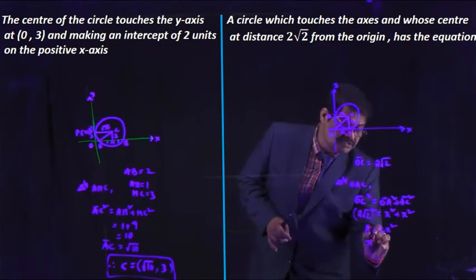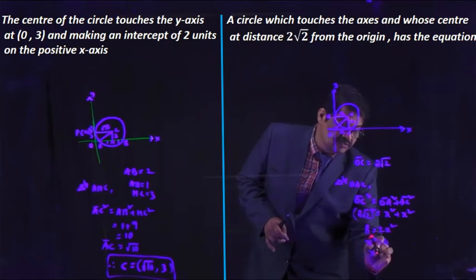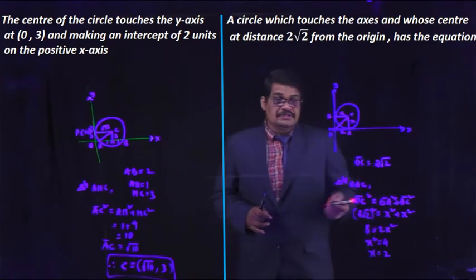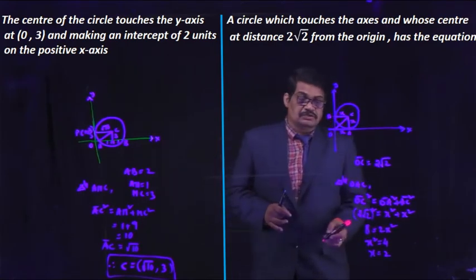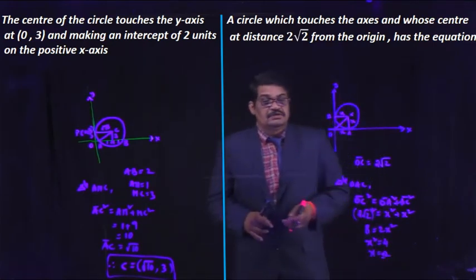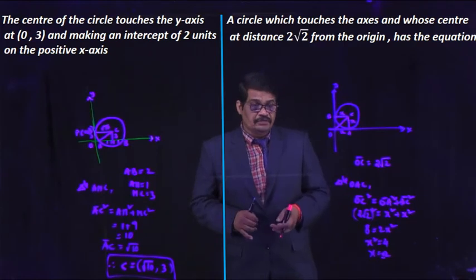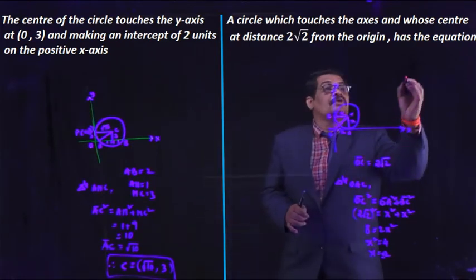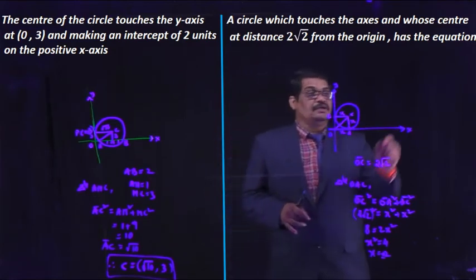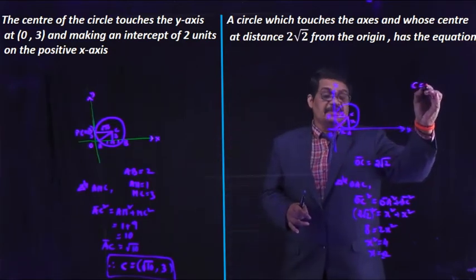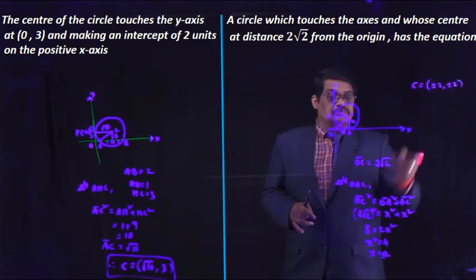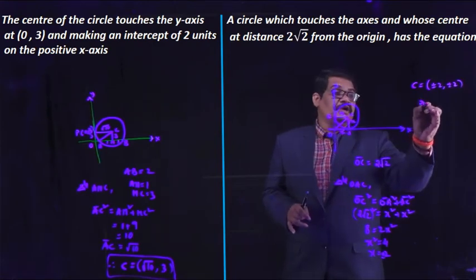From that, x square is equal to 4. We get x is equal to 2, or plus or minus 2. Then what is the equation of the circle? If any circle touches both the x-axis and y-axis, then the coordinates of the center are equal in magnitude. So we take the center as plus or minus 2 comma plus or minus 2, and the radius is also 2.